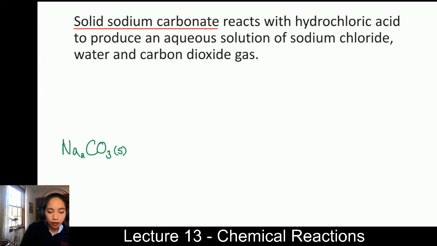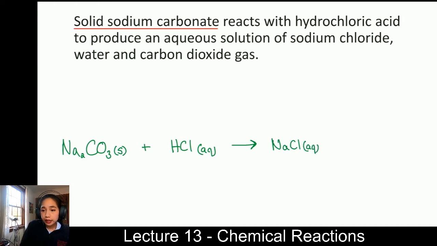And it reacts with hydrochloric acid. So we're going to add another reactant. Hydrochloric acid is HCl, and this is aqueous. And it produces, so there's our reaction arrow, it produces an aqueous solution of sodium chloride, water, and carbon dioxide. So aqueous sodium chloride is NaCl, aqueous.